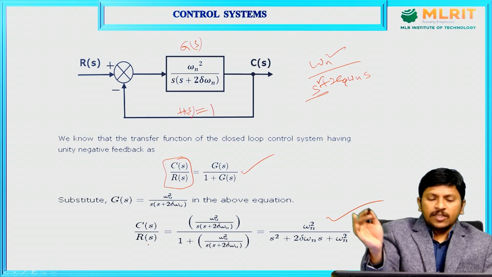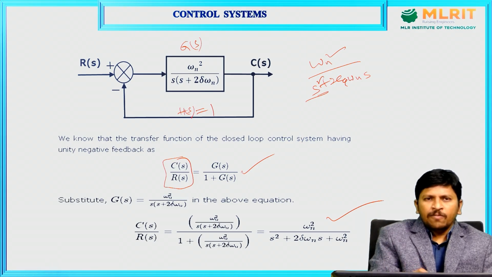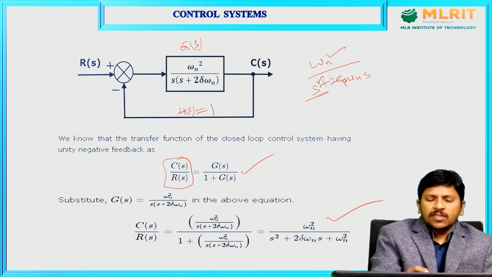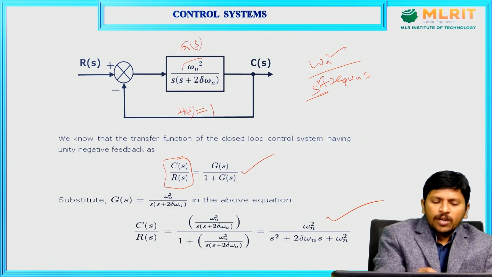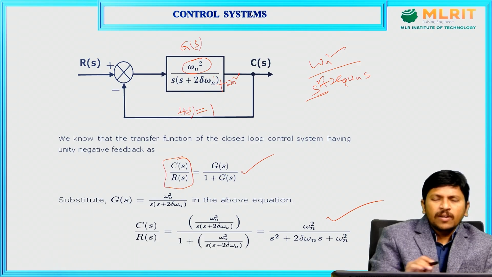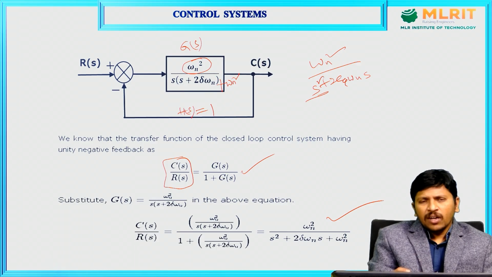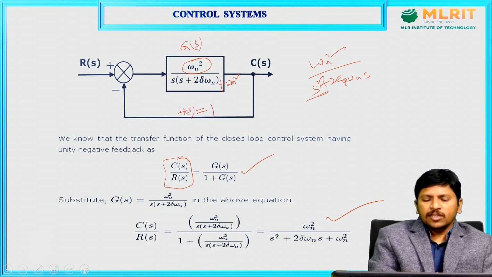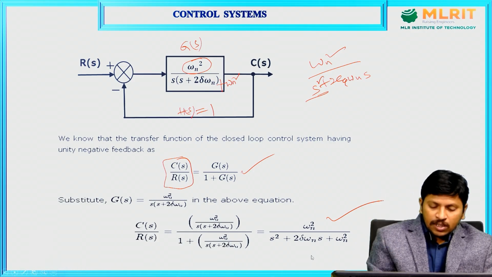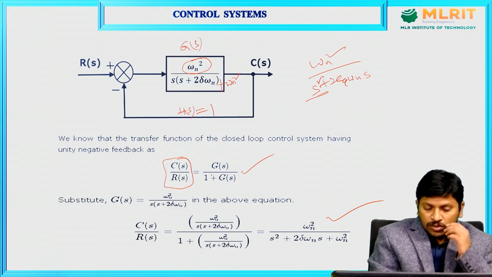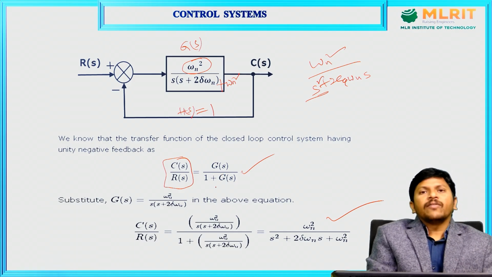Or else, for all unity feedback systems we can calculate the transfer function by a simple method: add the numerator of G of s to the denominator, and that equation is the transfer function of any unity feedback system. This is the simple trick. Or else you can use G of s divided by 1 plus G of s into H of s.